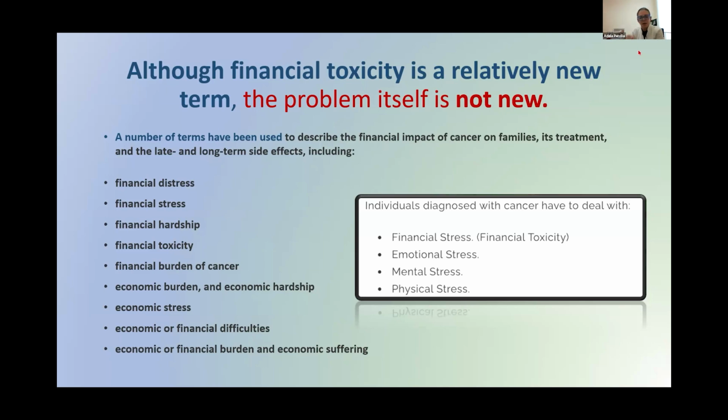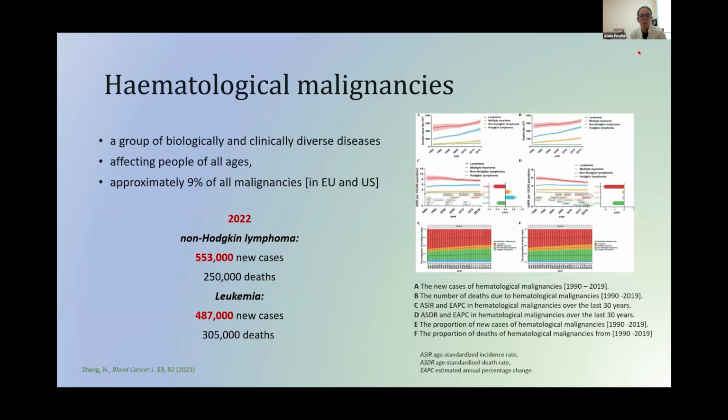So in everything, the individuals diagnosed with cancer have to deal with financial stress, because there is a lot of money, emotional stress, mental stress, and physical stress, all in the same patient. When we say that, well, you have been diagnosed with a cancer, and we have also hematological malignancies. When we face the hematological malignancies, as you see on the screen here, I'm trying to make a laser point. Okay, here you see an increase in the incidence and also in the death.